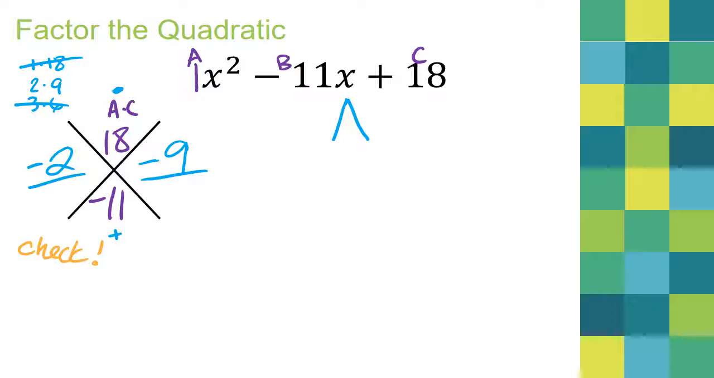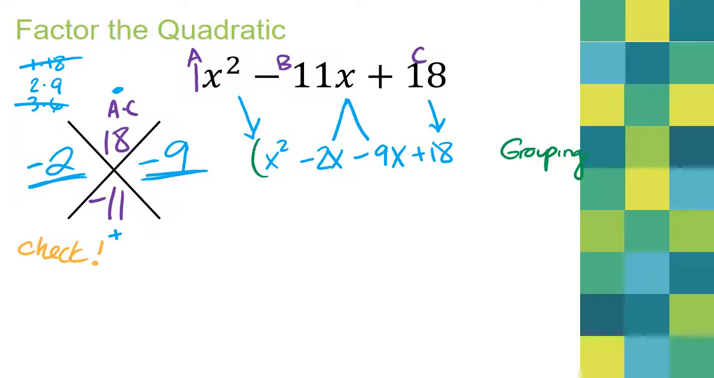All right, let's split up our middle terms. We now have a -2x and a -9x from our x's over here. Bring down your first term and your last term. All right, now let's take care of grouping.